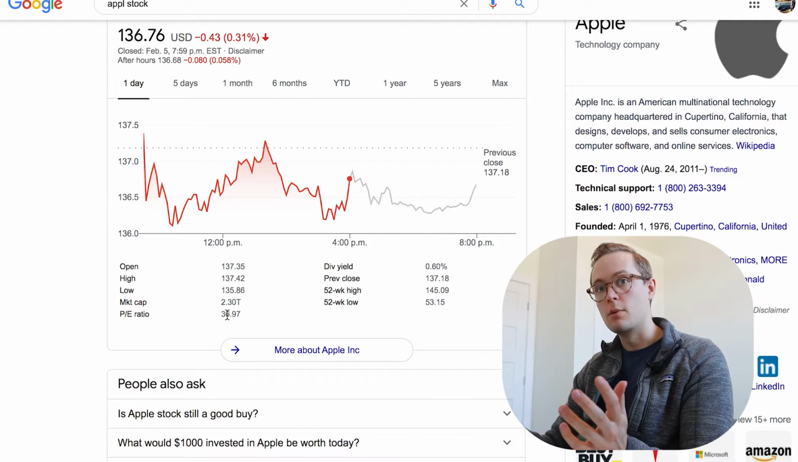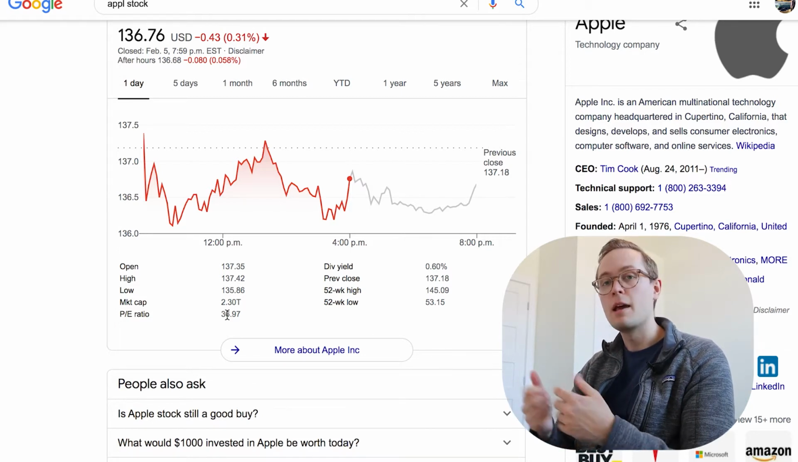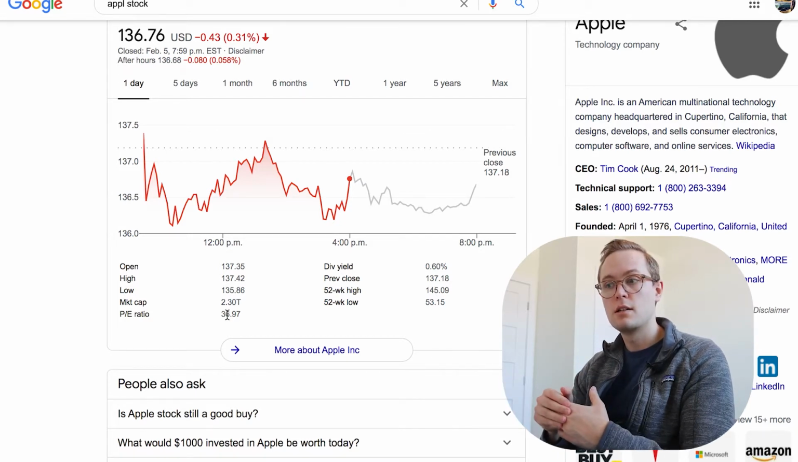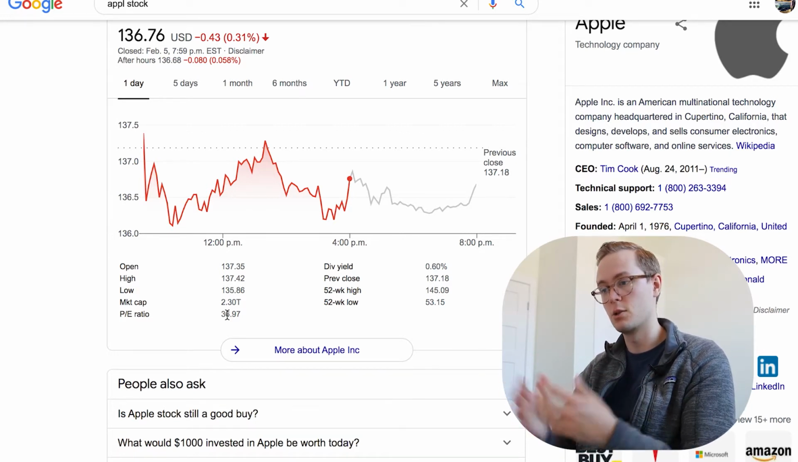What a low P/E ratio could actually mean is simply that the price of the share is closer to what their earnings are. Essentially, they're making more money than they're spending. So it could be a good thing.